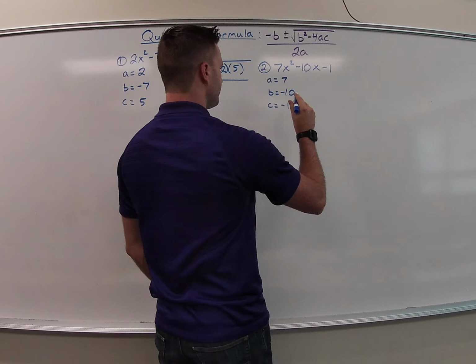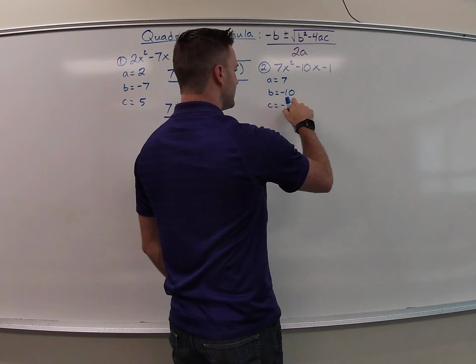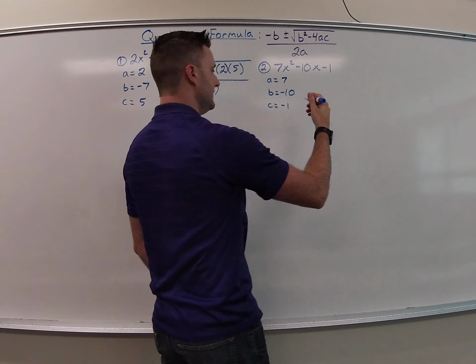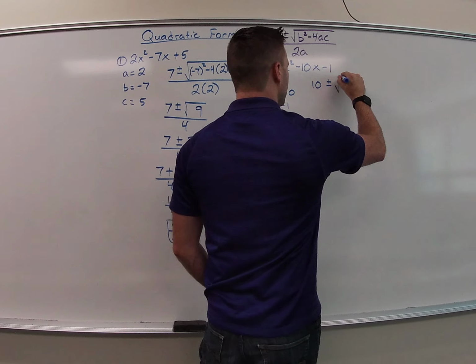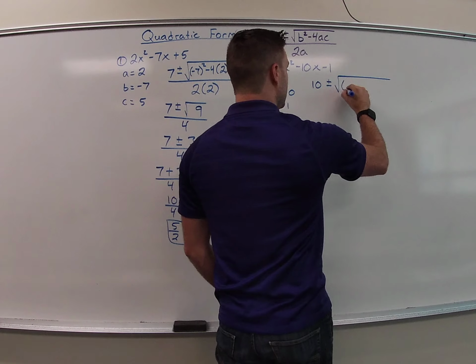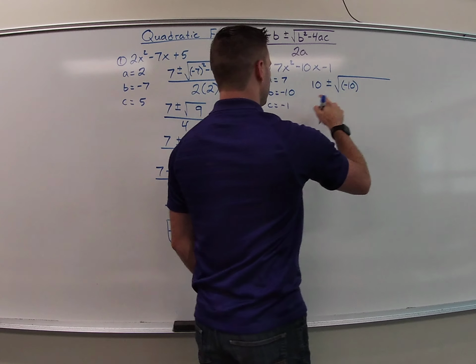Go ahead and rewind. Here, opposite of b is already a negative 10. So the opposite of that would be a positive 10, plus or minus square root of b squared. So b is negative 10, right?